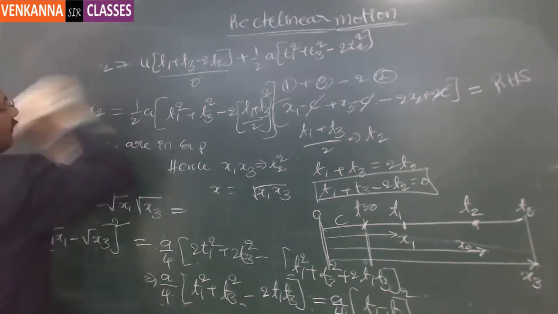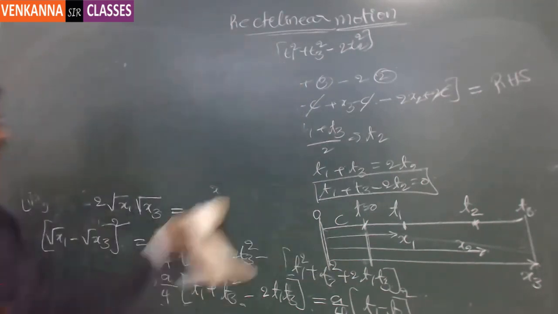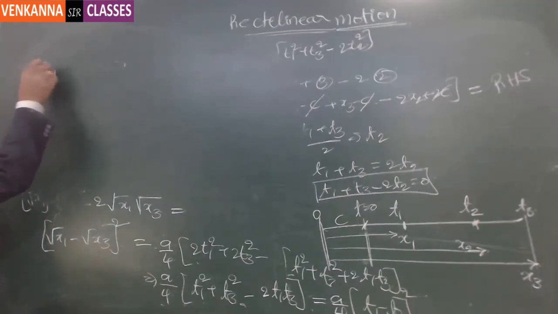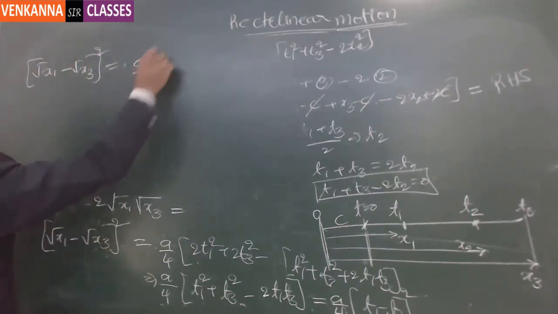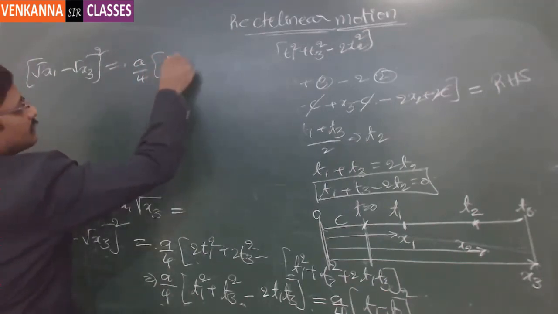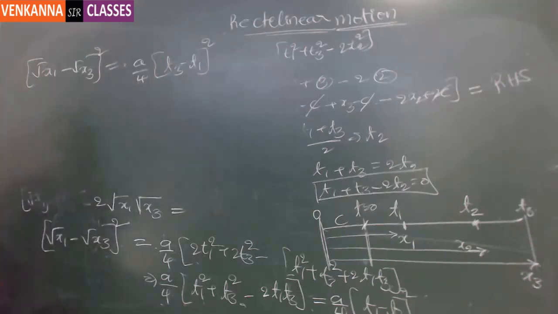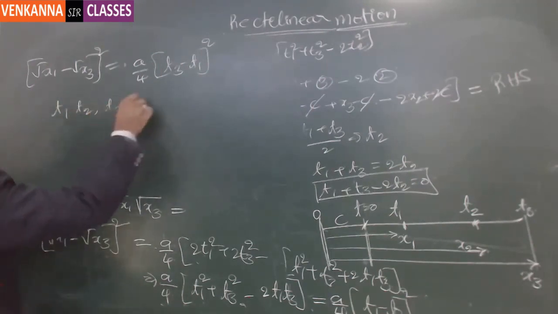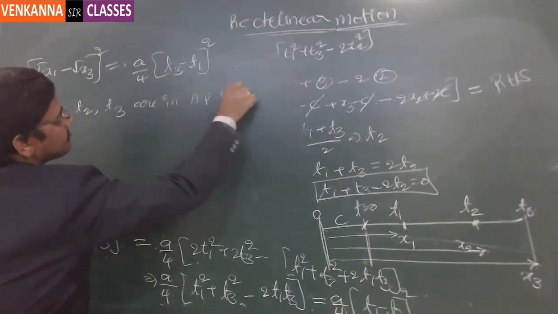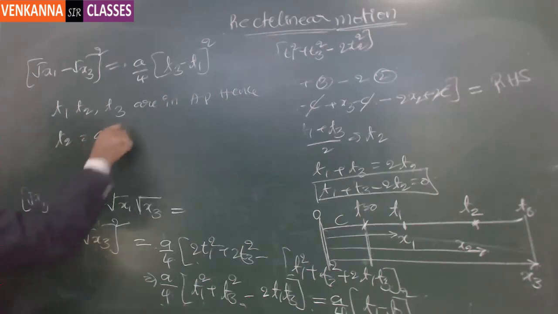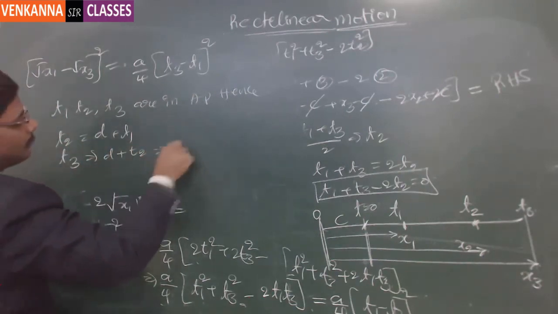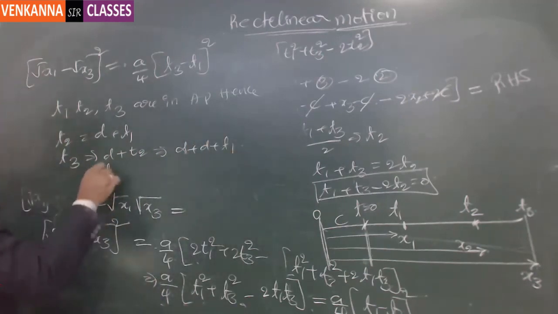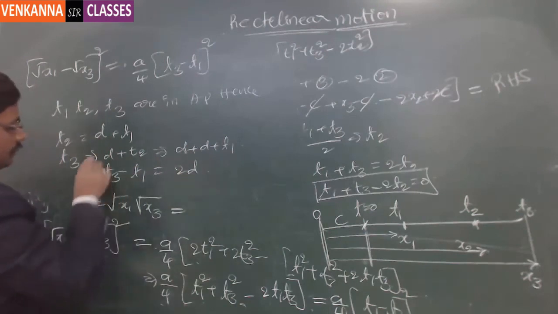So from this relation, on the left hand side what we have got is square root of x1 minus square root of x3 whole square, which is equal to a by 4 times (t1 minus t3) whole square on the right hand side. I can write t1 minus t3 as t3 minus t1 because it won't make any difference because of the square. Now t1, t2, t3 are in AP. Hence t2 equals t1 plus d and t3 equals t2 plus d, so t3 minus t1 is equal to 2 times d. This is the common difference.